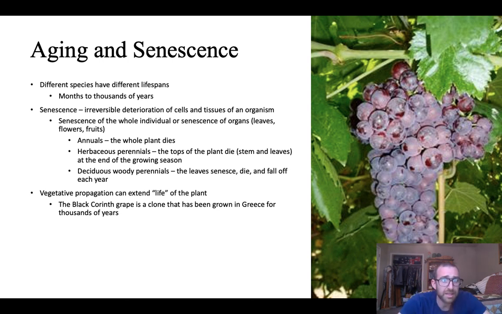Now, an interesting thing is we can extend the life of a plant through vegetative propagation. As an example, the black Corinth grape is a clone that has been grown in Greece for thousands of years. As that plant is growing, we will take a cutting from it that is still from an immature stem. We can then plant that cutting and it will grow a new grape, and it's going to keep technically the same genetics, the same kind of individual alive from centuries to centuries to centuries.